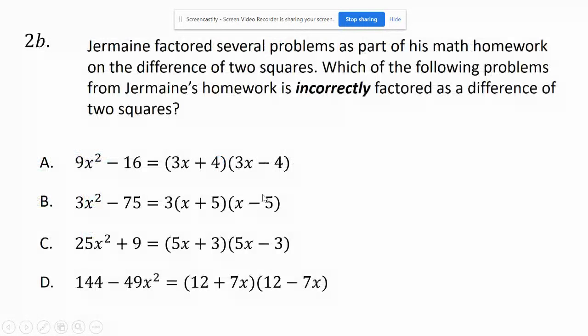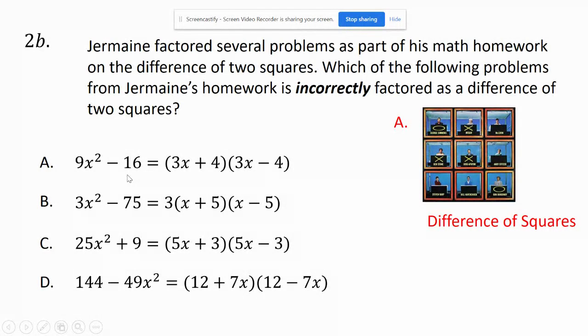Now, I wanted to mention the test question looked more like this: which one of the following is a difference of squares, and did he factor these correctly? Well, first off, let's look at A. Notice there is a squared, it's a minus. So A is a difference of squares, and it is factored correctly.